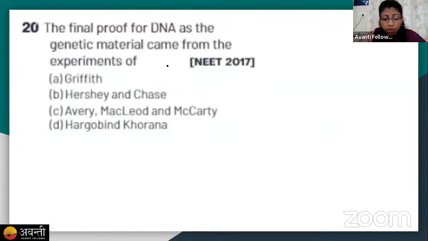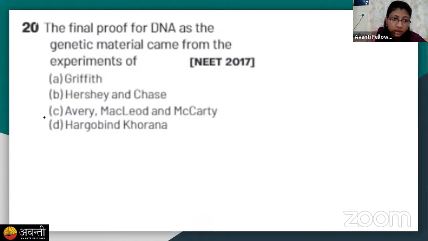Now, question number 20 and the last question of the day. The question says the final proof for DNA as the genetic material, that yes, DNA is the only genetic material, came from the experiment of which scientist? A. Griffith, B. Hershey and Chase, C. Avery, McLeod, McCarty, and D. Har Gobind Khorana. You have given your answer in the chat box and you have opted for option B, right? That is correct. The Hershey and Chase experiment.